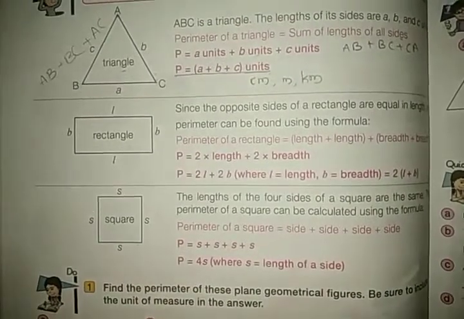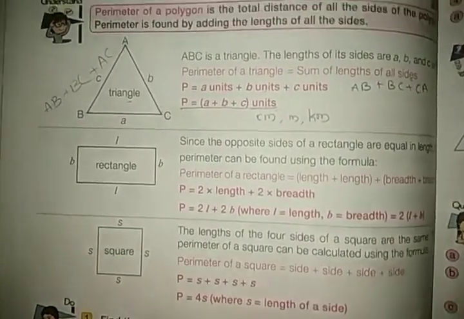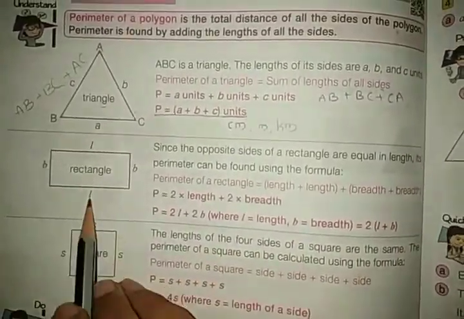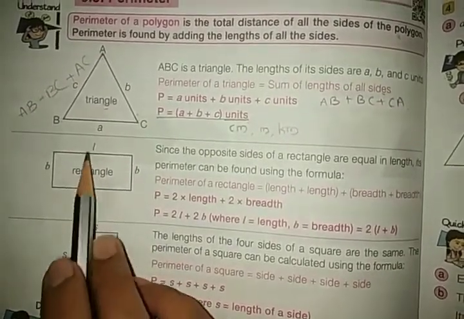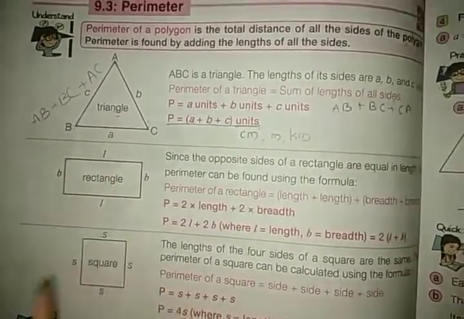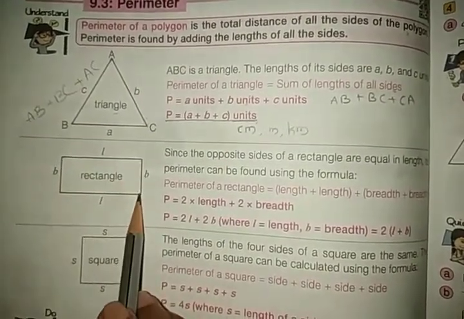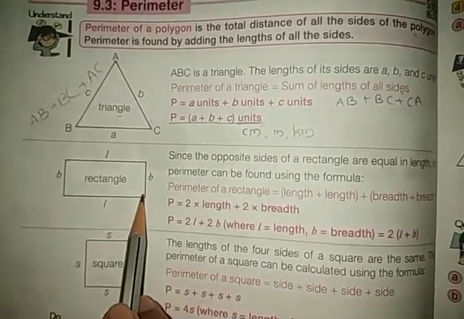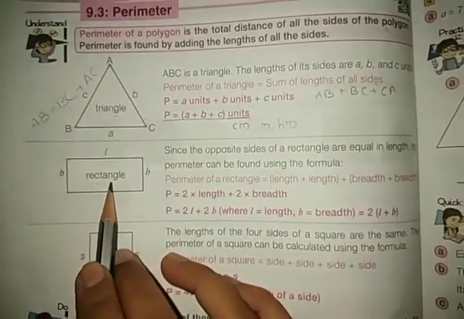Now we'll see the formula for the perimeter of a rectangle. See here, these two are lengths. In a rectangle the opposite sides are equal. These two are the lengths of the rectangle and these two are the breadths of the rectangle. Now we'll find the perimeter of the rectangle.